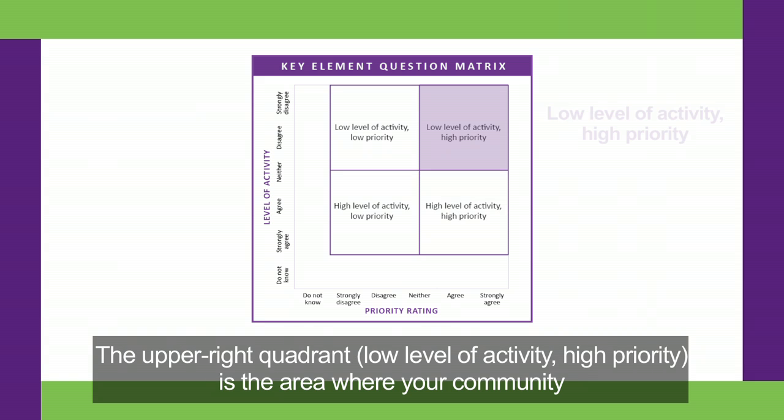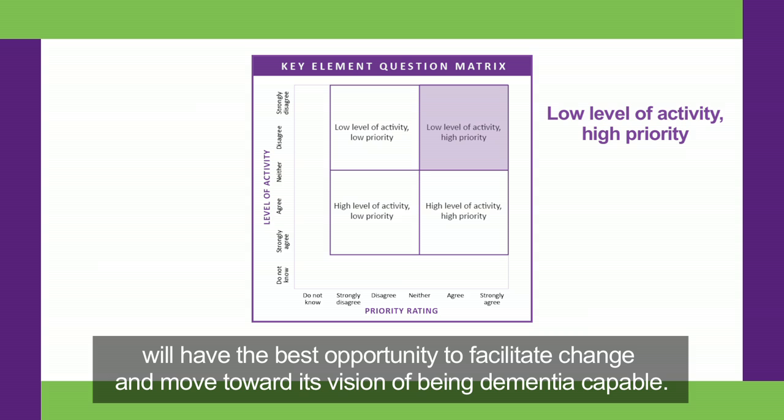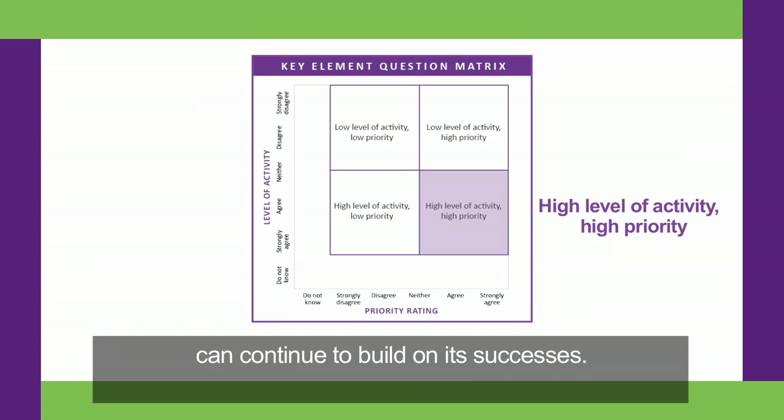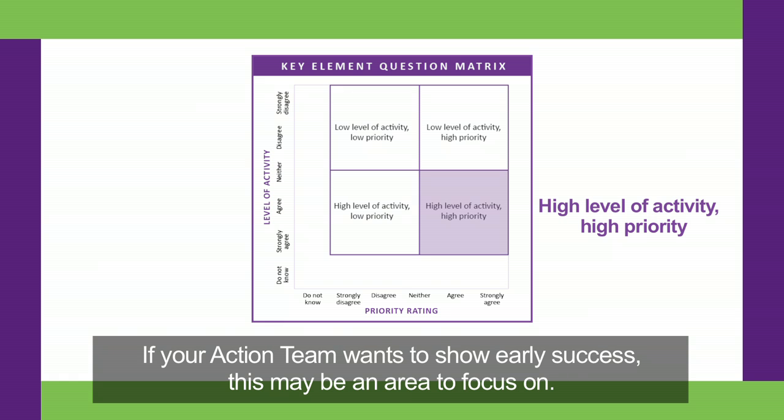The upper right quadrant, low level of activity, high priority, is the area where your community will have the best opportunity to facilitate change and move toward its vision of being dementia capable. The lower right quadrant, high level of activity, high priority, is the area where your community can continue to build on its successes. If your action team wants to show early success, this may be an area to focus on.